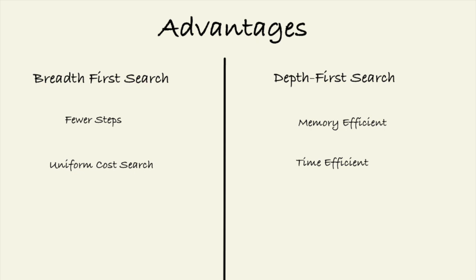Completeness. BFS is complete, meaning it finds the solution if it exists. Uniform cost search. BFS can be modified to search for the shortest path in a weighted graph by replacing the queue data structure with a priority queue.